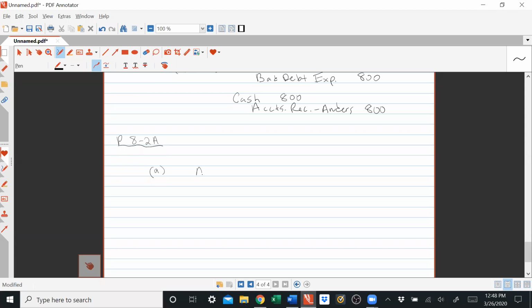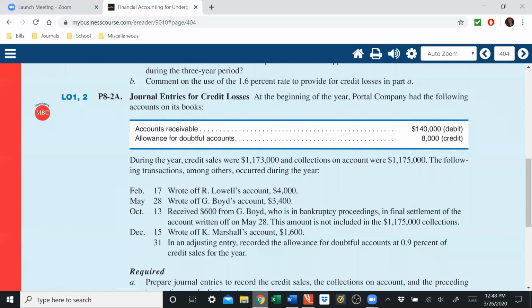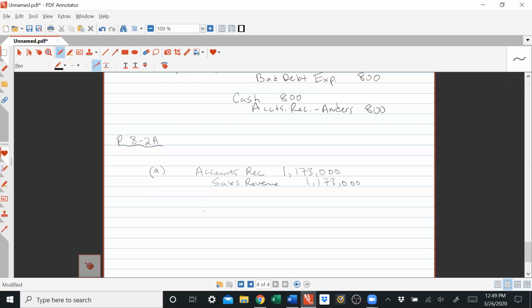You just debit accounts receivable for the 1,173,000, and you credit sales revenue. Collections on account were 1.175 million. What's the journal entry? Maybe I should have a little description to record credit sales, a description of each.